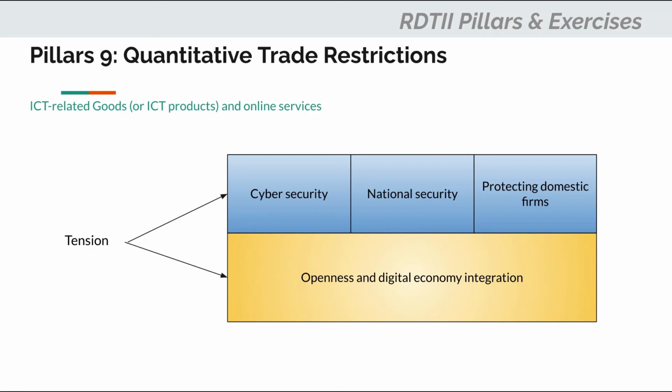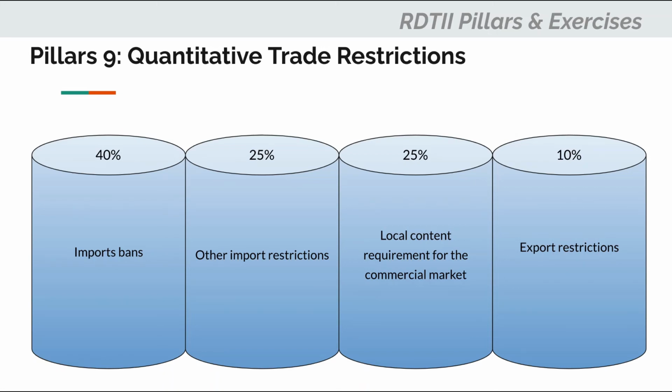Other measures are for the purpose of guarding the domestic market from potential foreign market power. For example, local content requirements imposed on imports push foreign suppliers to acquire domestic components. However, these policy objectives stand in tension with the interest of digital trade and economy integration. Pillar 9 aims to reveal specific areas of quantitative trade restrictions covering the following subpillars.